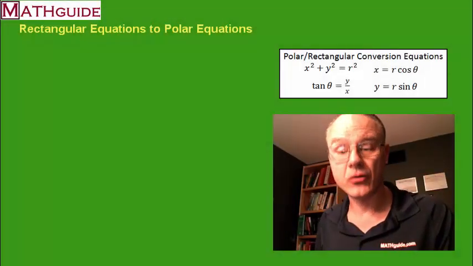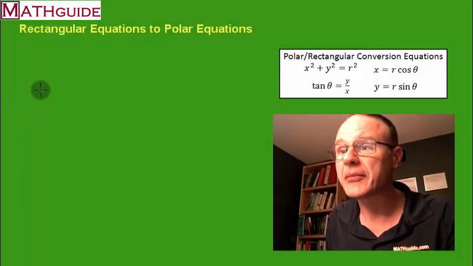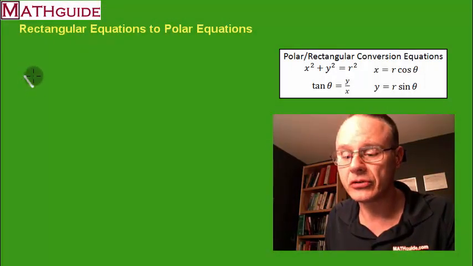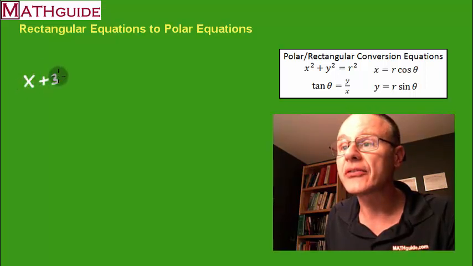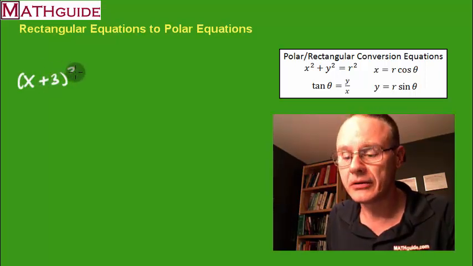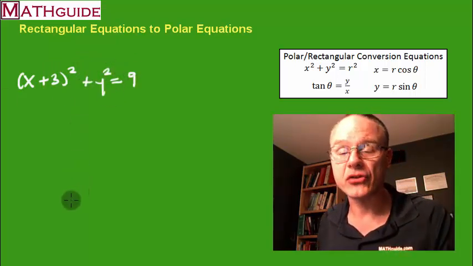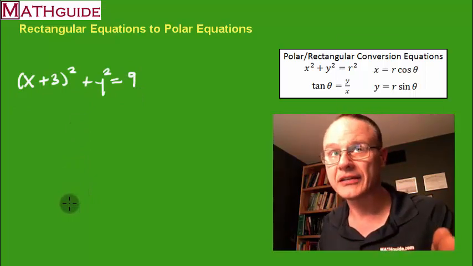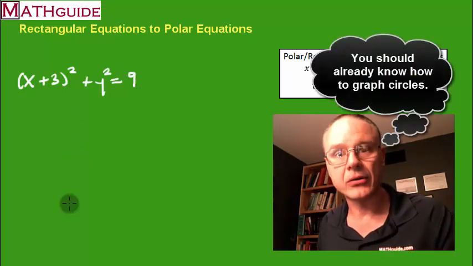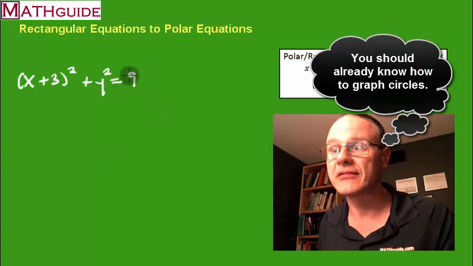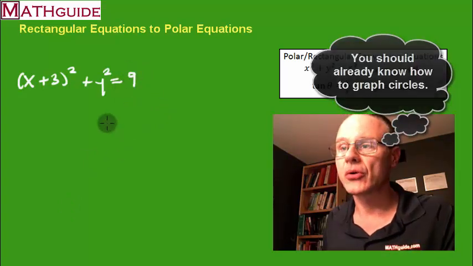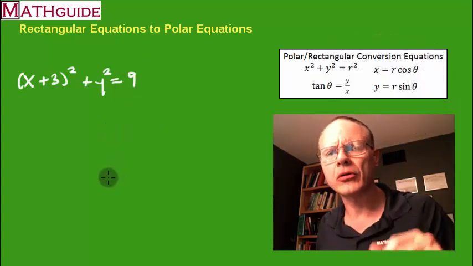So let's start with a circle. Matter of fact, I'm going to start with a really simple looking circle. Let's say x plus 3 quantity squared plus y squared is equal to 9. Now we know that this is a circle that's centered at -3, 0, and it has a radius of 3. So what does this look like in polar form?